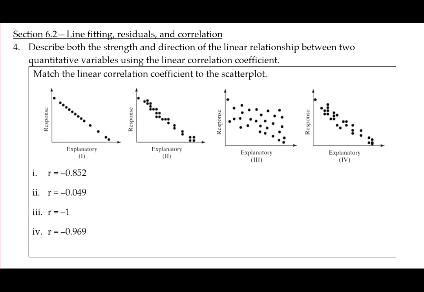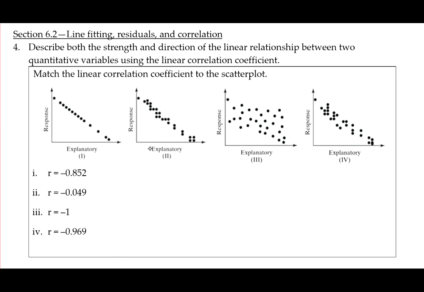Now, all of them have a downward trend, but you can see that this first scatter plot has all the points exactly on the line. Scatter plot 2 has the points very close to the line. Scatter plot 3 has the points pretty far away from the line. And scatter plot 4 has the points again close to the line, but not as close as 2, and certainly not as close as 1.